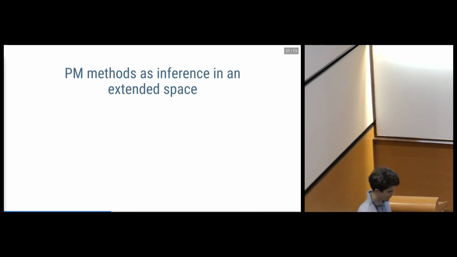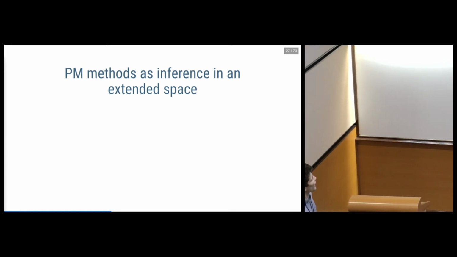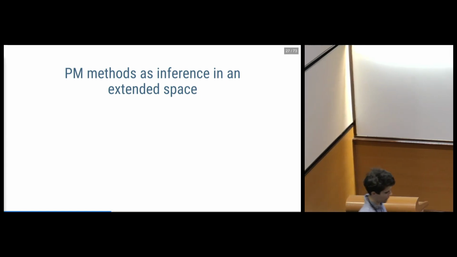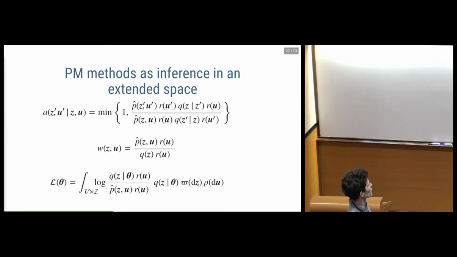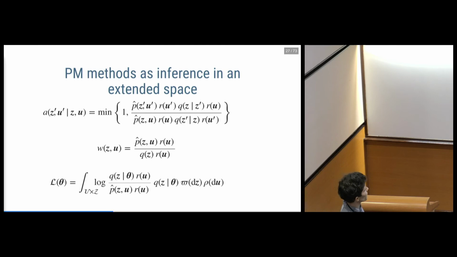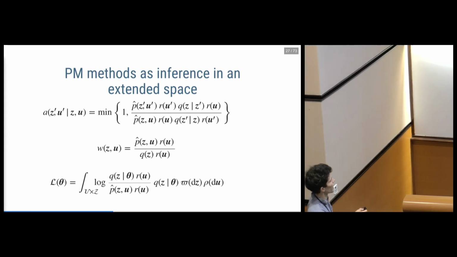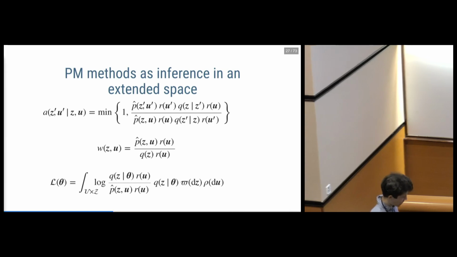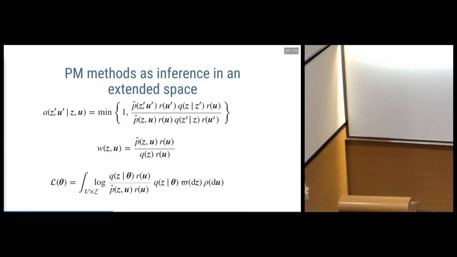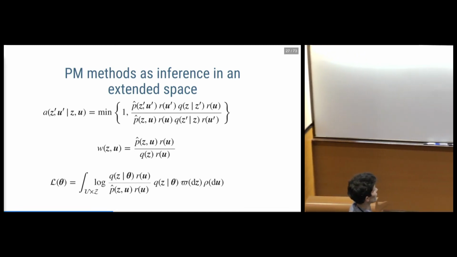So using that joint density, we can reconsider these existing methods that we've been looking at as consisting of this extended state space of the Z's and U's, with a target density defined by the product of the p hat and R. Our pseudo-marginal Metropolis Hastings algorithm we can think of as the standard Metropolis Hastings form, with here the ratio of target densities, and here the ratio of the proposal densities of the kernels we're using.